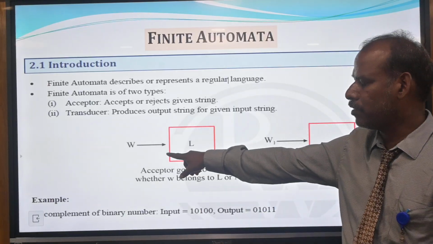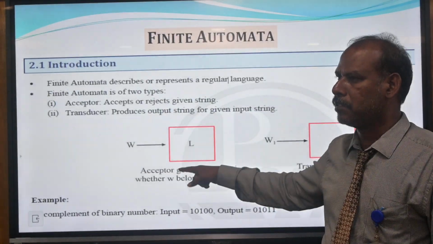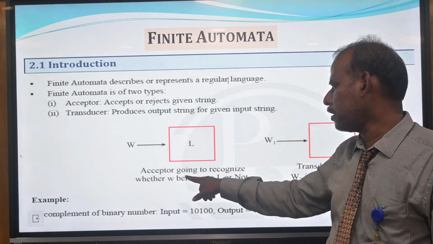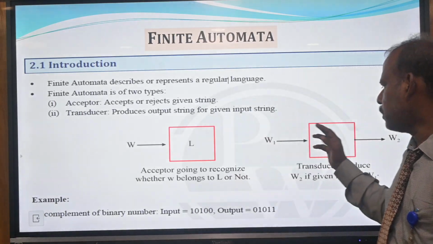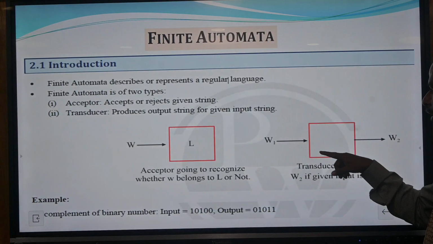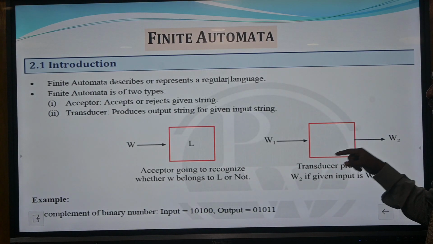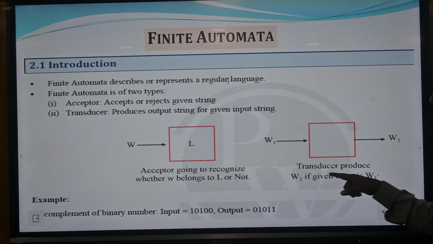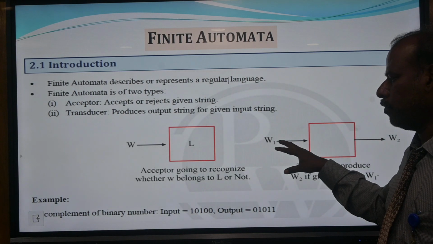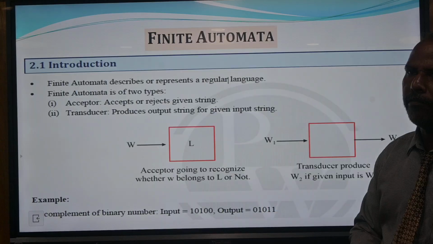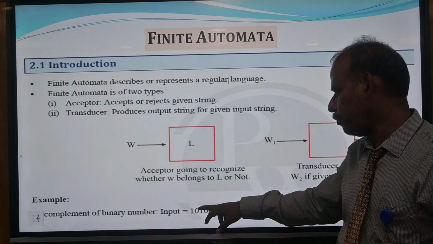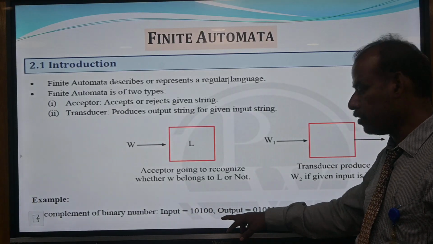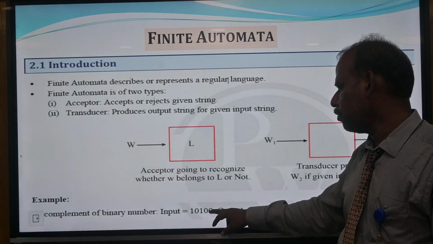For example, one word is given, and the acceptor recognizes whether the word belongs to a particular language or not. A transducer takes one word, processes it, and gives another word. That is, the transducer produces W2, word 2, if the given input is word 1. An example is the complement of a binary number: if the input is 1 0 1 0 0, the output is 0 1 0 1 1.